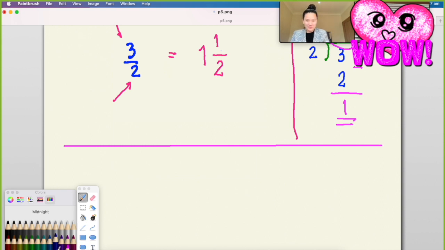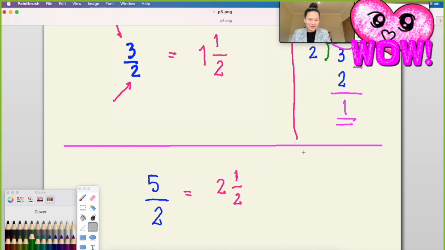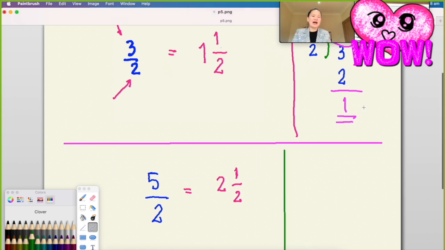Guys, are you okay? How about if we have 5 over 2? I know exactly what it's equal to. Look at this one, 5 divided by 2 is 2, and then we have remainder 1. So it's 2 and 1 over 2. Or another option, I'll show you how.